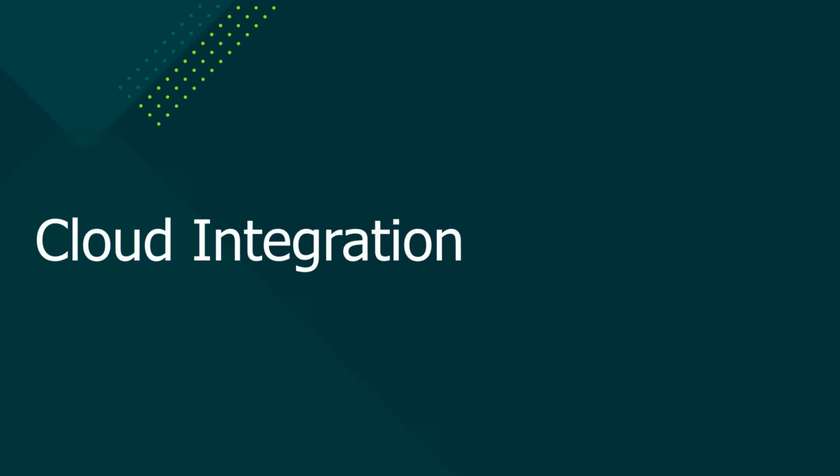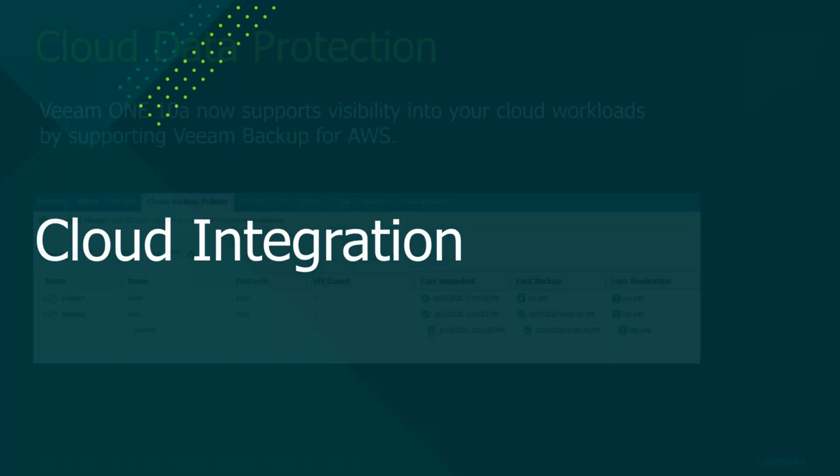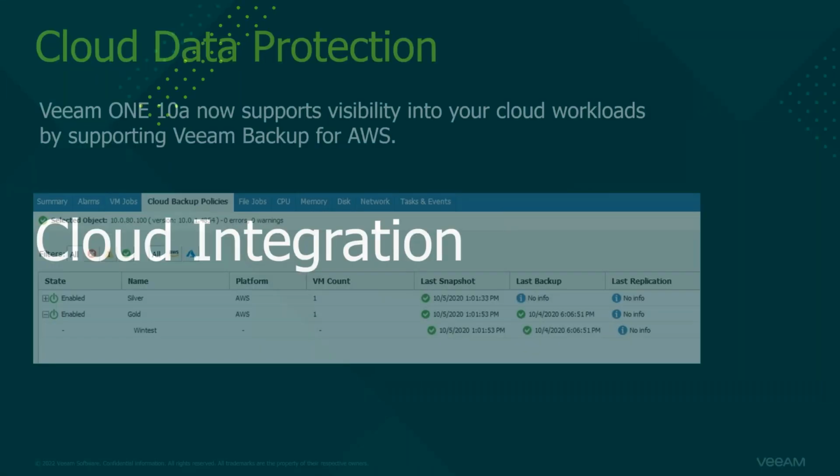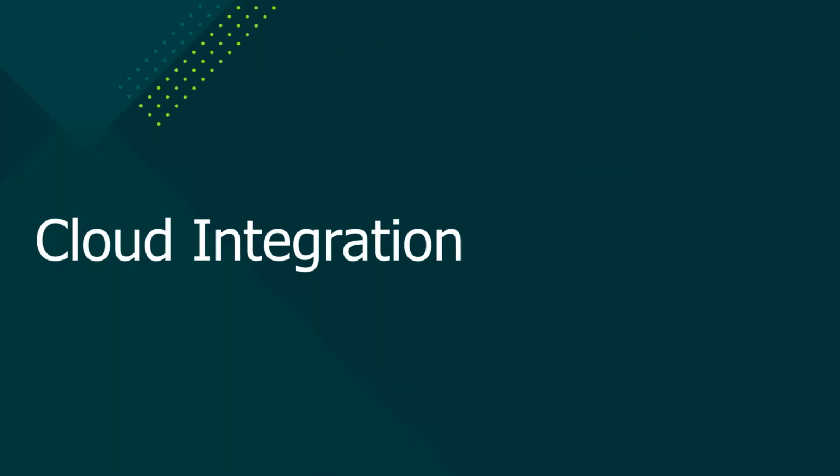Moving on to the last part, which is cloud integration. In cloud integration, we have many things. We can back up workloads natively running on AWS, Azure, and GCP, and you can migrate those backups to on-premises. Also, if you are running physical servers or virtual machines of any hypervisors, those backups can be migrated to the cloud on AWS, Azure, and GCP.